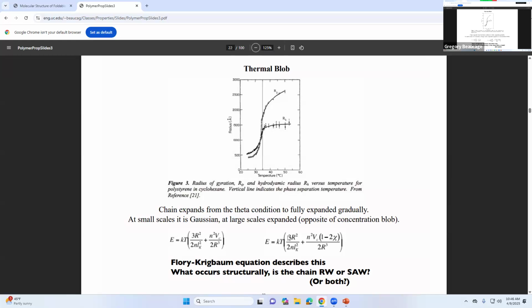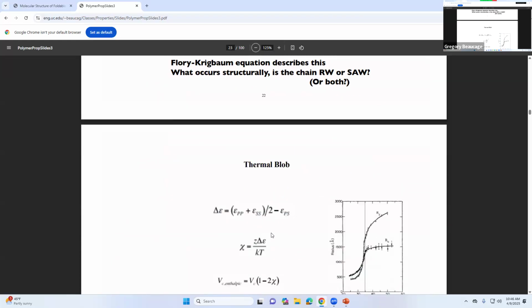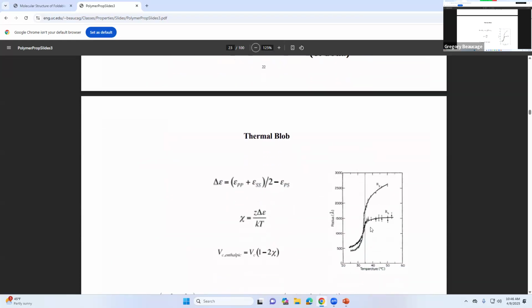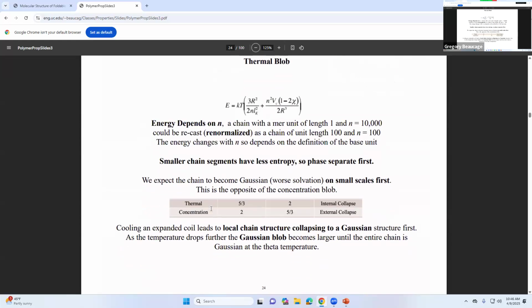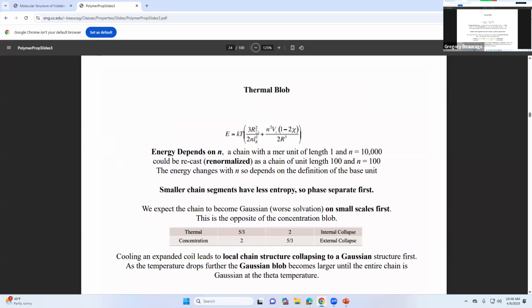So Flory and Krigbaum figured out that it could be a continual change if you use this kind of van der Waals approach to talk about the enthalpic contribution to the energy. So we did this before, right? We got an equation for R that matched this curve. In fact, the fit there is basically that function for the radius of gyration for the coil size. Anyway, that doesn't tell you what's going on inside of it.